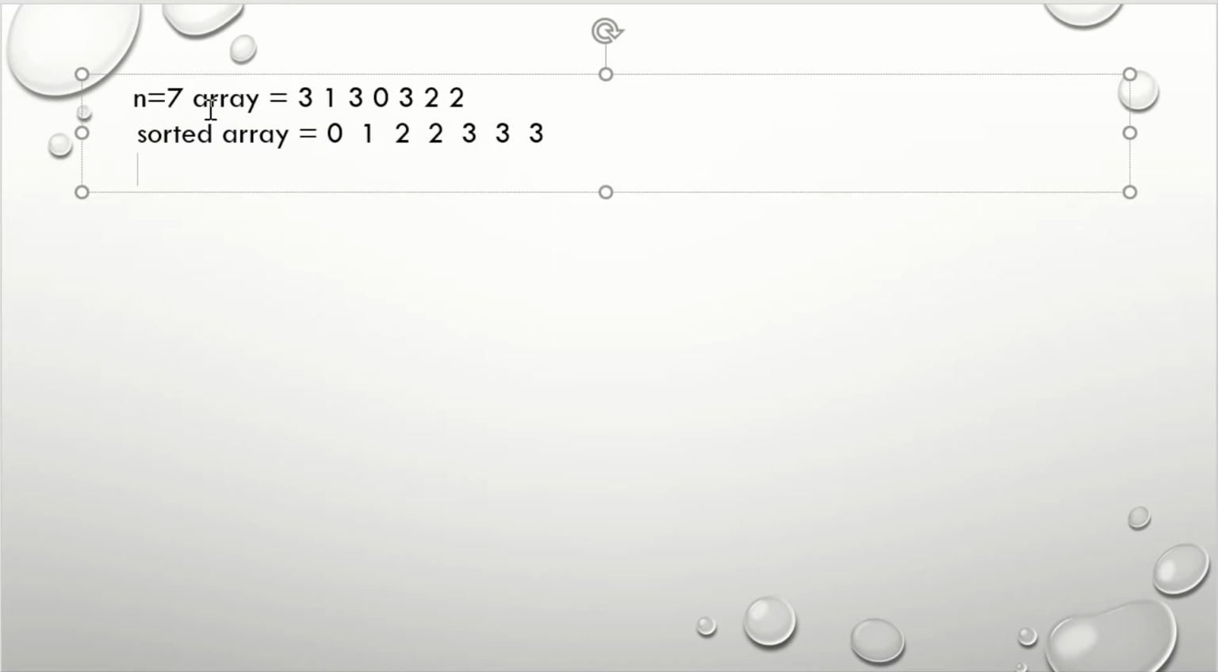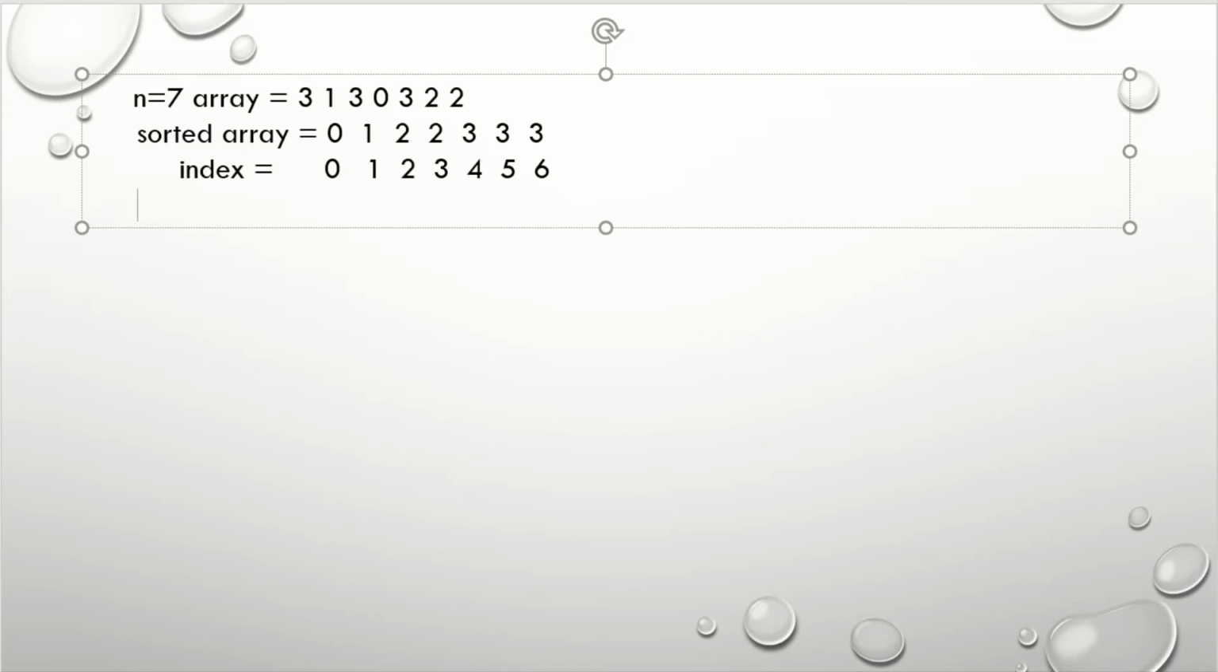And let's have indexes for this array. Here it will be 0, 1, 2, 3, 4, 5, 6. Let's take a duplicate array so that we can store these values. Let's name it dup, which is empty right now.